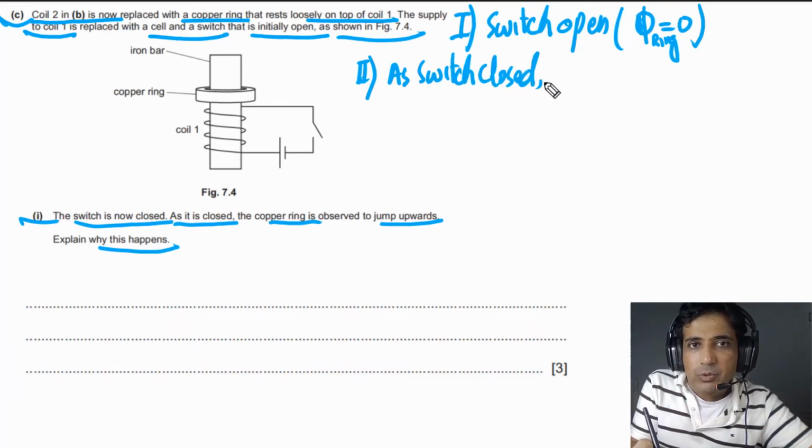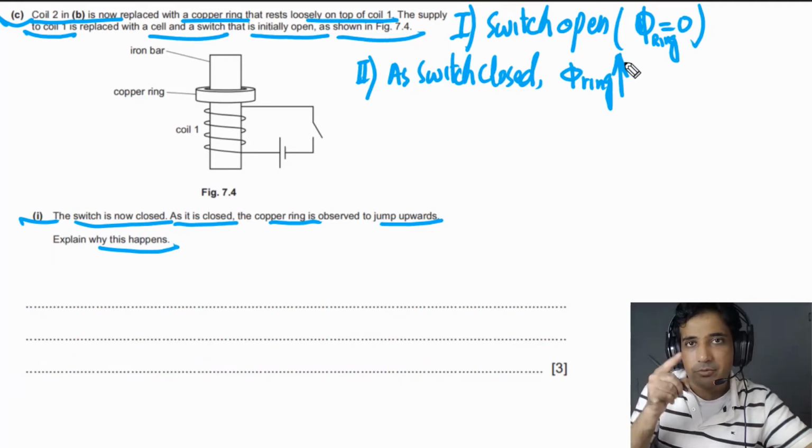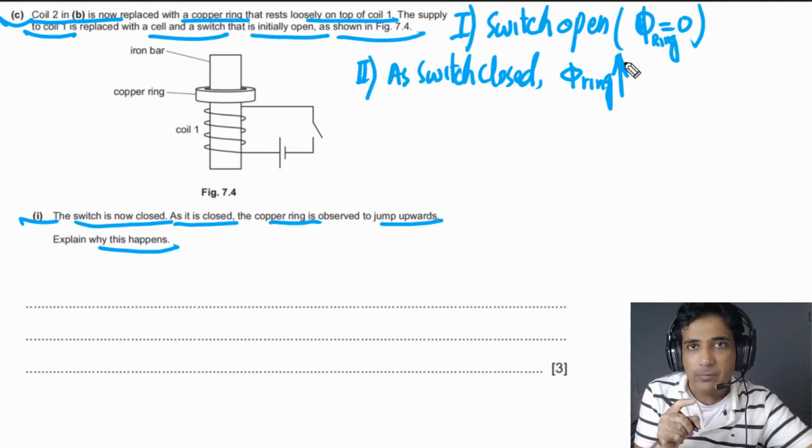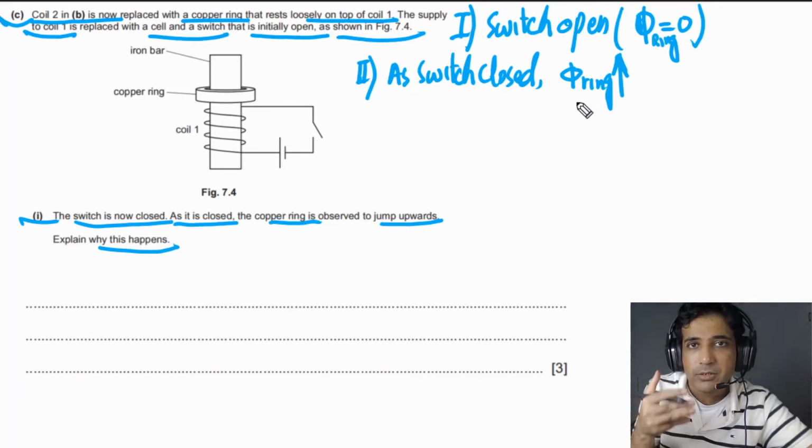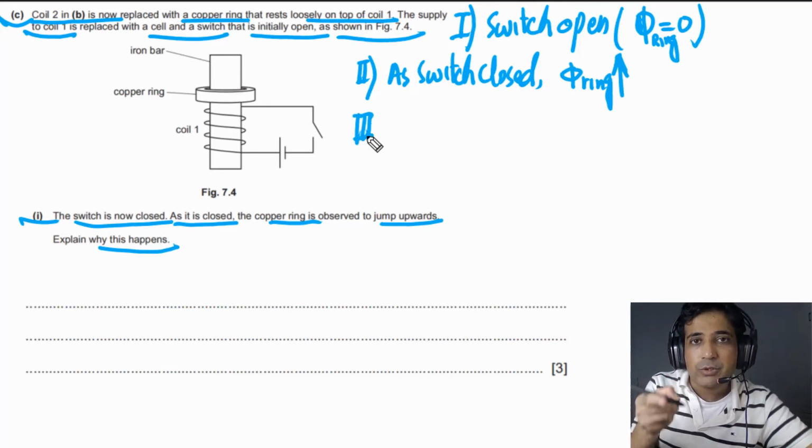As switch closed, magnetic flux in the ring will increase. As magnetic flux in the ring increases, according to Faraday's law, there is change in flux and the ring will oppose that change according to Lenz's law. As the external magnetic flux is increasing, the ring will produce its own magnetic field to oppose that increase in magnetic flux.